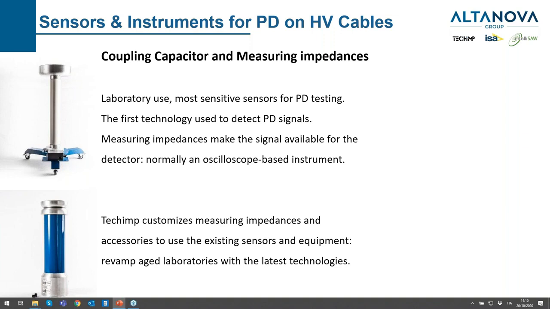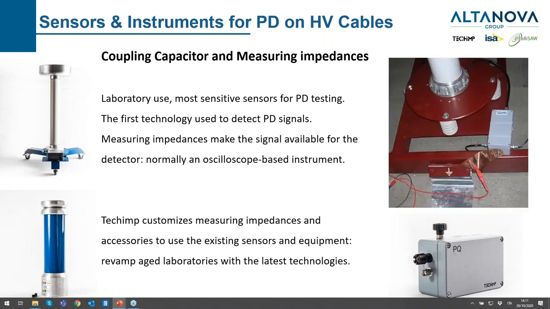The KIMP has a wide portfolio of measuring impedances and accessories to use with existing sensors and equipment in order to revamp each laboratory with the latest technologies available. On the left side you can see two coupling capacitors, respectively a 100 kV coupling capacitor on the top and a 50 kV coupling capacitor on the bottom. On the right we have measuring impedances. Those can be customized to third-party coupling capacitors as well. PQ quadrupole is the commercial name for such a device.